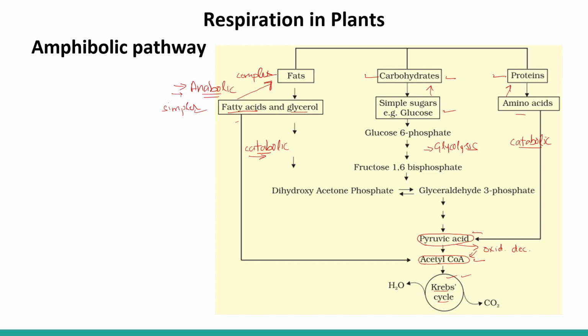Now you can see respiration consists of both catabolic pathway as well as anabolic pathway, and depending on the need of the organism, the molecules can switch. Either they can enter the respiratory pathway or they can follow the anabolic pathway. So that's why respiration is called the amphibolic pathway.